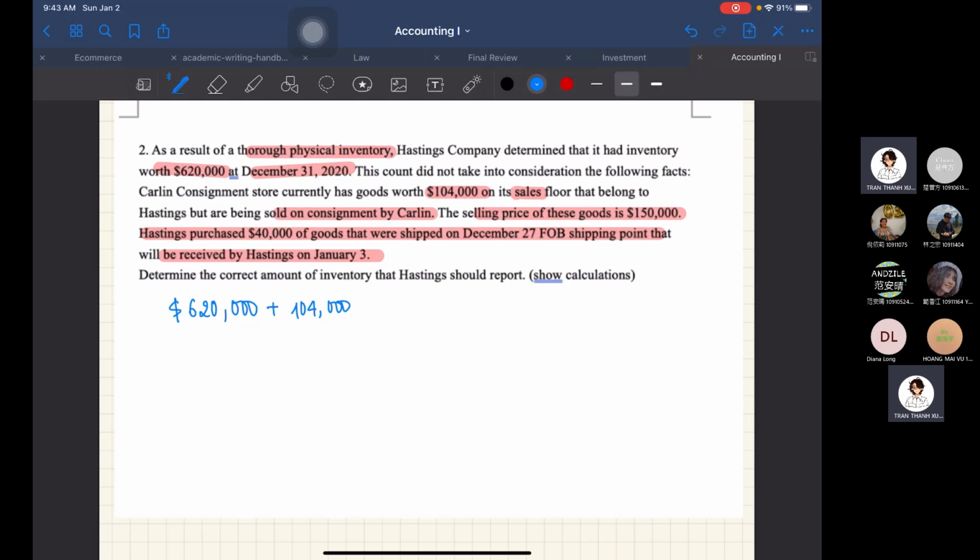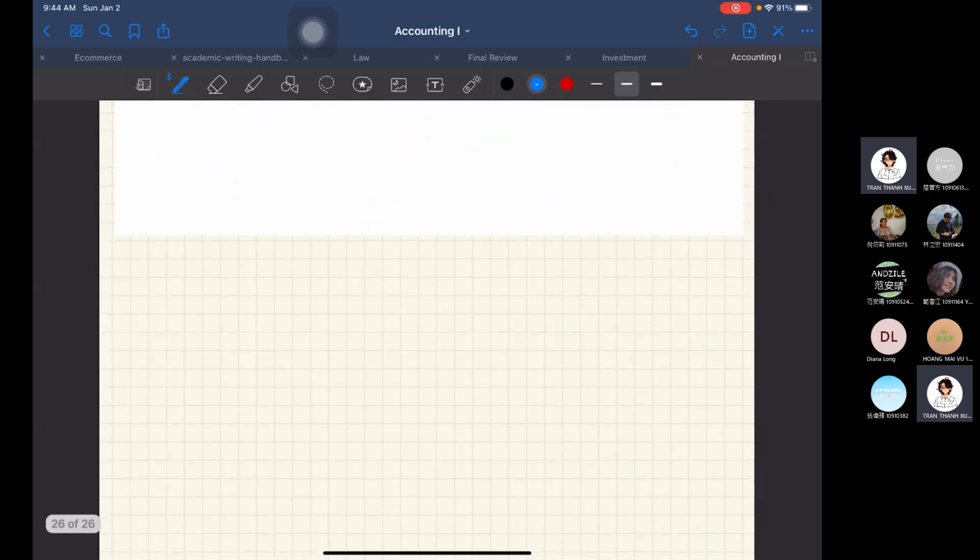Okay, the next one is Hastings purchased 40,000 of goods that were shipped on December 27, FOB shipping point. Which means that we are the buyer. So we need to pay the fee for the FOB shipping point on this one. So we need to add an extra 40,000. So the number would be 760,000. Okay.